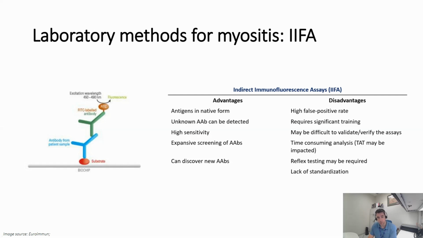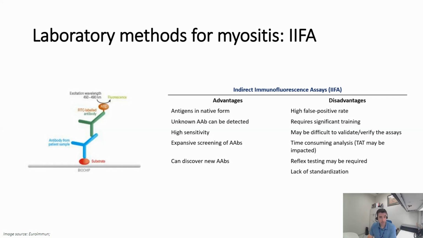And the advantages of an IIFA method are that the antigens are in their native form, which can be dissimilar to the line immunoassays. There can be unknown autoantibodies that can be detected, though this can be rare. It has a higher sensitivity relative to the line immunoassays. You can have additional or expansive screening for autoantibodies, and again, you can discover new autoantibodies as well. Though the main advantage of IIFA is that the antigens are in their native form.